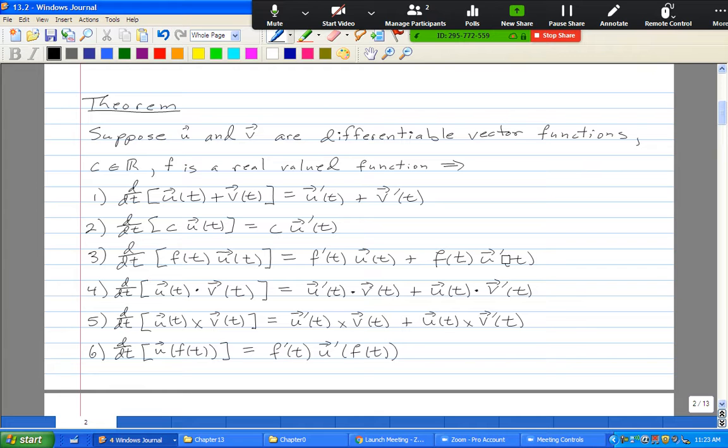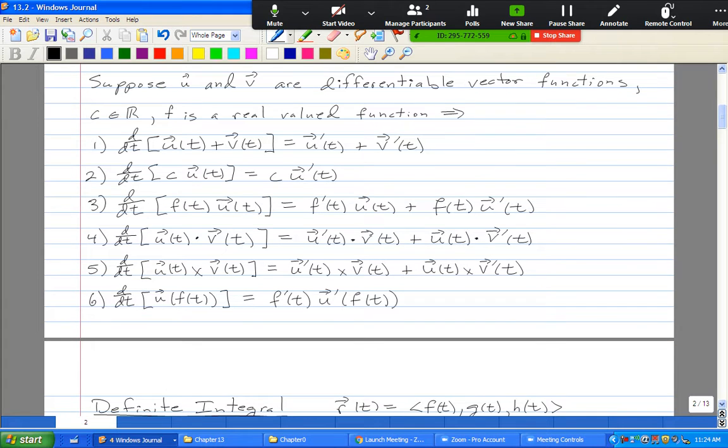Property 4, more or less the Leibniz rule. The derivative of u dot v is equal to the derivative of u dot v plus u dot the derivative of v. And again, a Leibniz type of rule: the derivative of u cross v is the derivative of u cross v plus u cross the derivative of v. Property 6, that's the last of those properties.